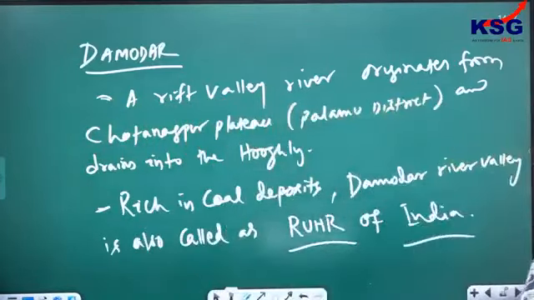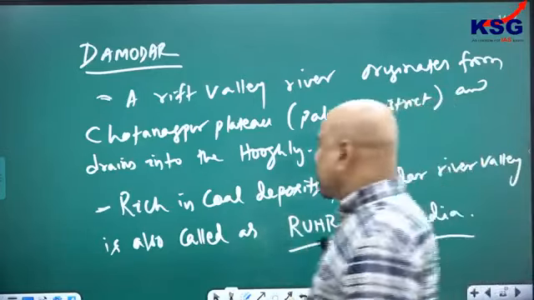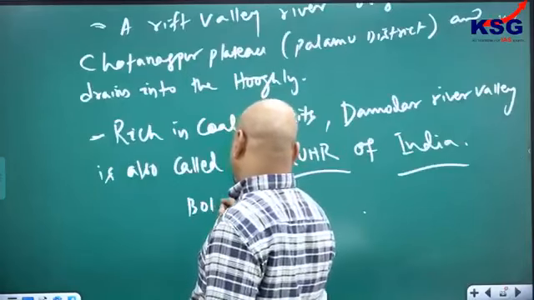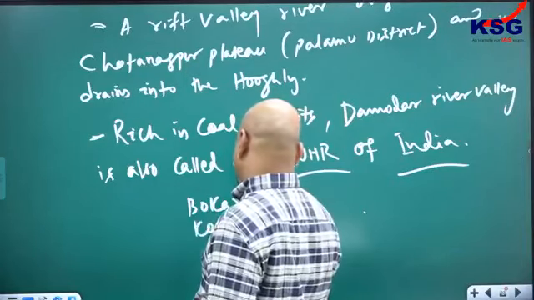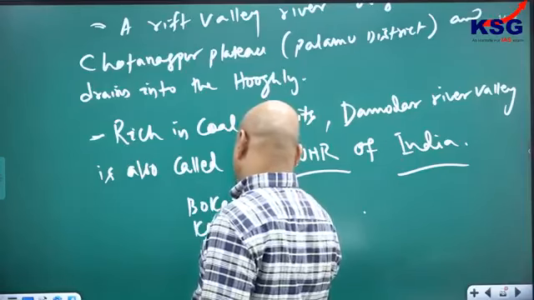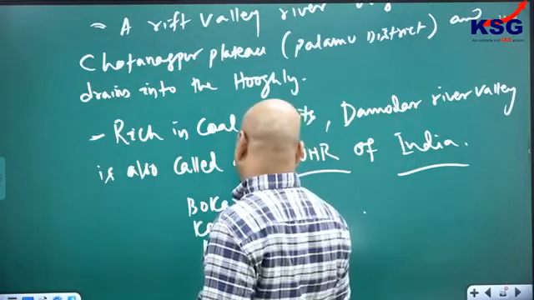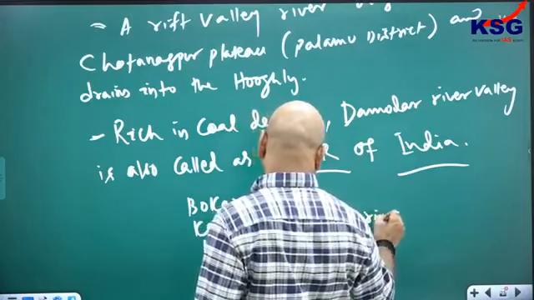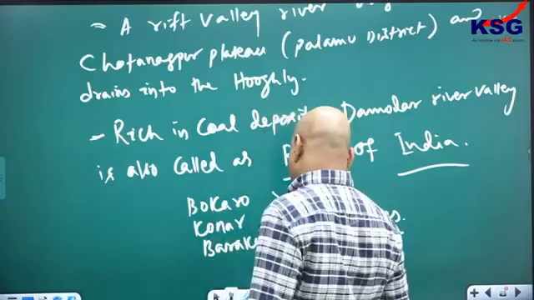Very importantly, these particular regions, Damodar, as I said, flows through Rift Valley. Its major tributaries are Bokaro, Konar, Barakar. These are the rivers, no? Bokaro river, Konar, Barakar. All these rivers are the tributaries. And I hope you have heard about the Damodar Valley Corporation.